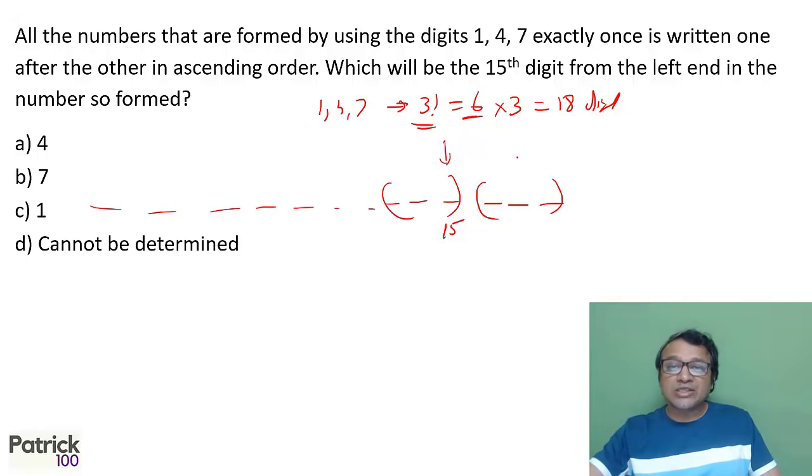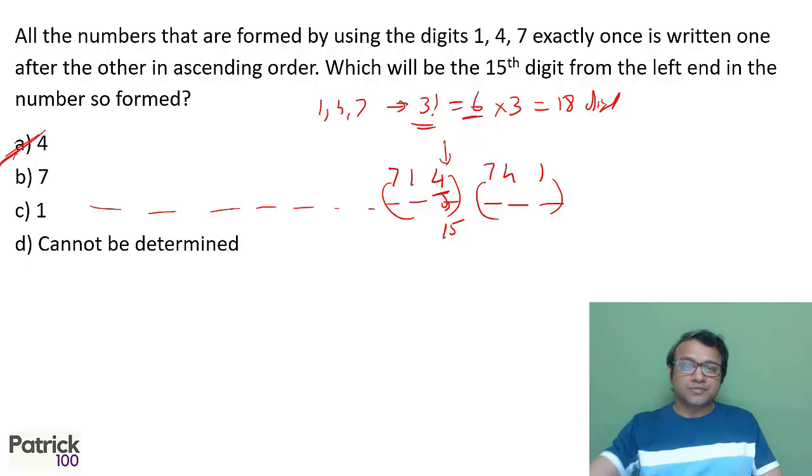Last number will be the largest number. Largest number will be 741. Right? That's the largest number. Second largest number will be 714. So 4 will be the 15th digit. So answer will be A option 4.